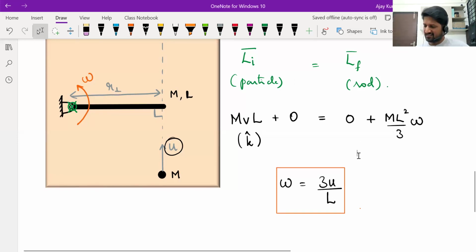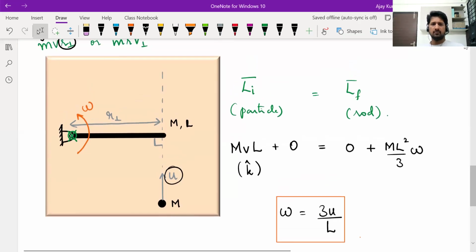Okay, fine. So the rod will be in pure rotation, and in pure rotation the formula for angular momentum is I omega. Apply that, you get the omega of the rod. Is this clear to all of you? Any doubts in this?